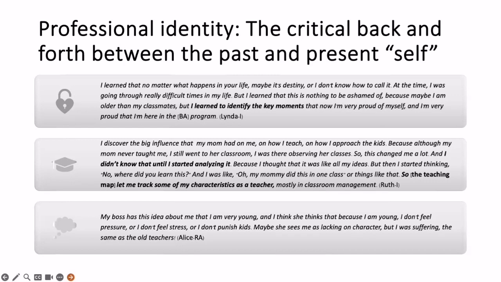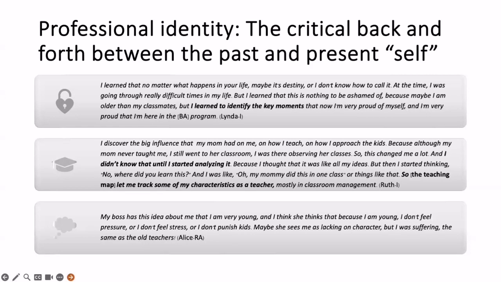Another factor that emerged as crucial when shaping professional identity was age, not only by the participants, but also by their employers. For example, Alice, who was 21 years old at the moment of this research, considered that her boss has a particular view of her because of age. She says, "My boss has this idea about me that I am very young, and I think she thinks that because I am young, I don't feel pressure, or I don't feel stress, or I don't punish kids."